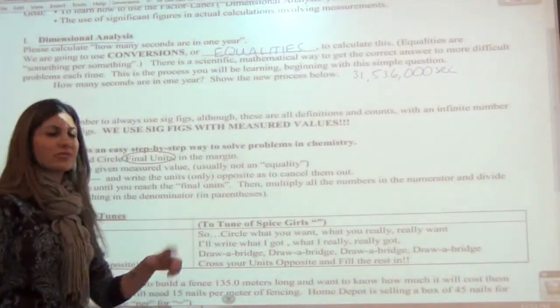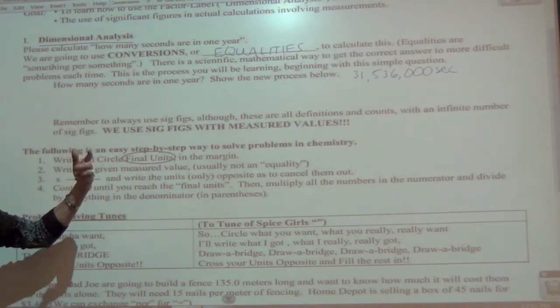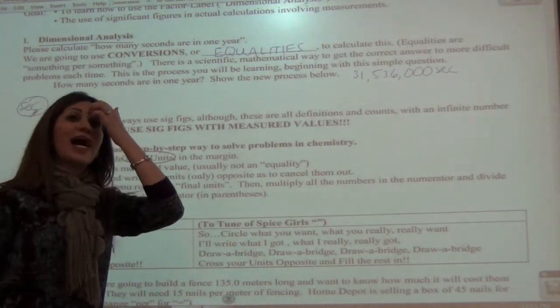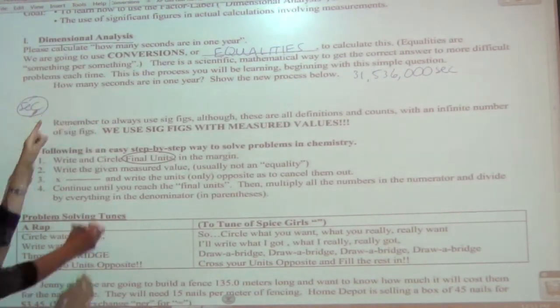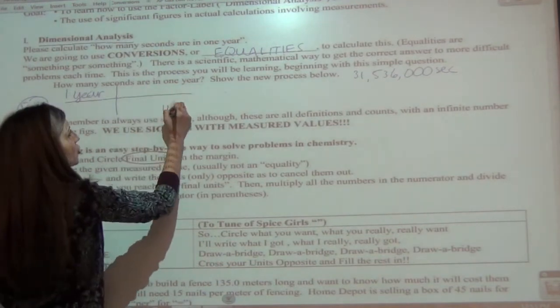We're actually going to go backwards. First thing we want is what are we ending with? What's our target? What are they asking us for? What are we looking for in this problem? Seconds. Has to be a unit, okay? Write what you've got. They're only giving us one other piece of information, and what is it? 1 year. Then you're going to throw in your bridge, and you're going to cross your unit opposite.